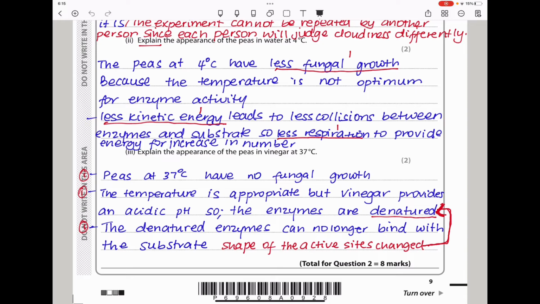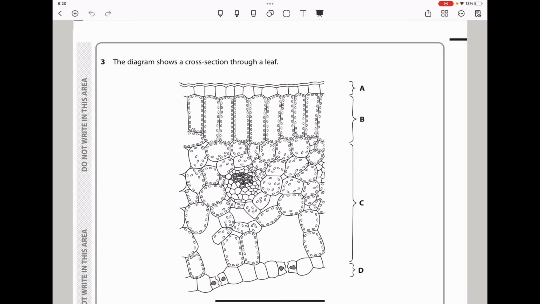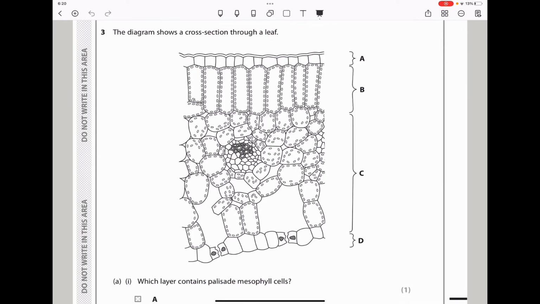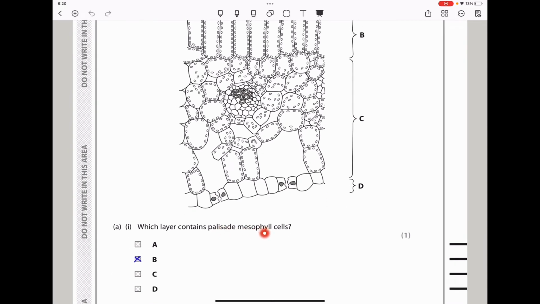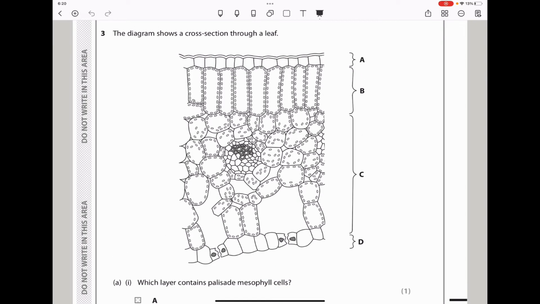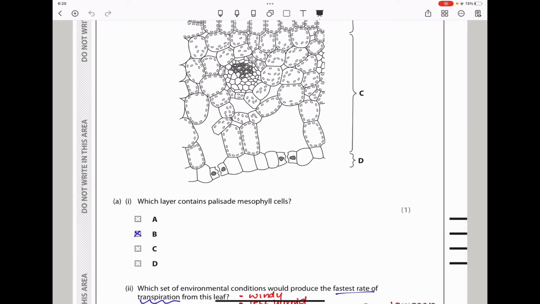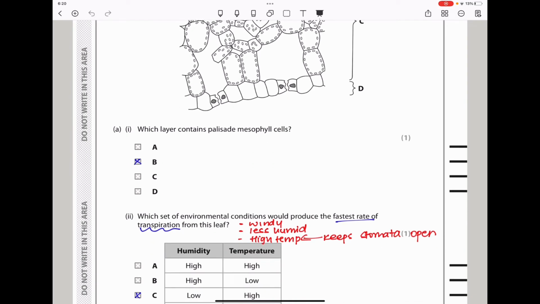I will move on to question 3. Question 3, the diagram shows a cross-section through a leaf. So you can see the leaf here. There is the cuticle, the upper epidermis, then we have the palisade, we have the spongy, as well as the lower epidermis. So they say, which layer contains the palisade mesophyll cells? It is this layer here, layer B. These have a lot of chloroplasts, as you can see. So it's B.